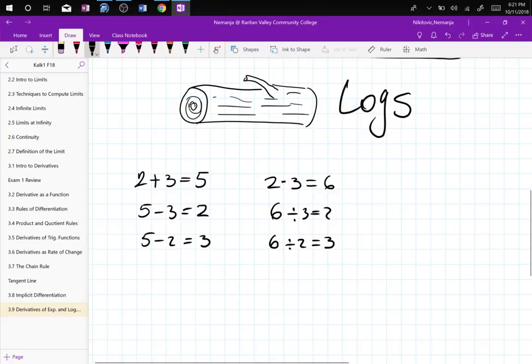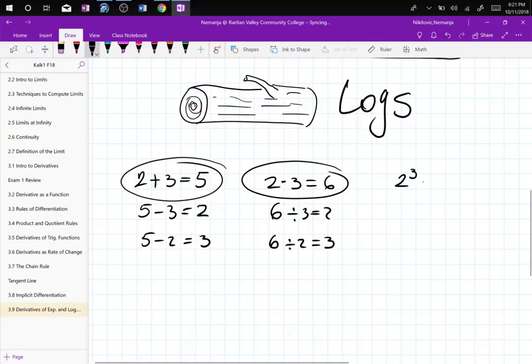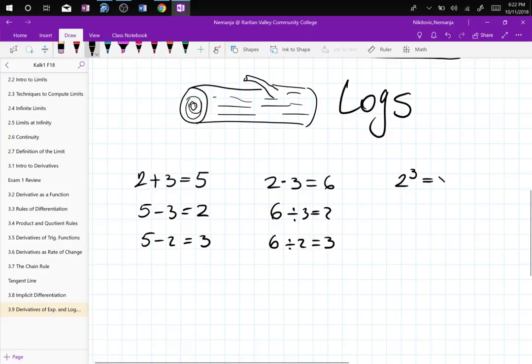Now, we go from addition to fast repeated addition. Now I can have fast repeated multiplication. So 2 cubed is? 8. Cube root of 8 is? 2. How do I retrieve 3?